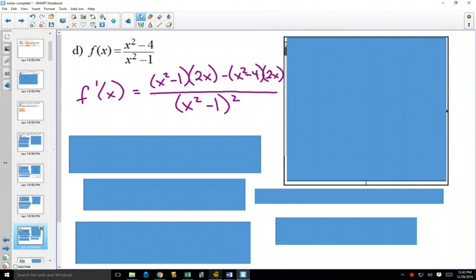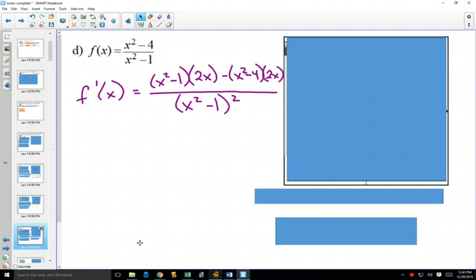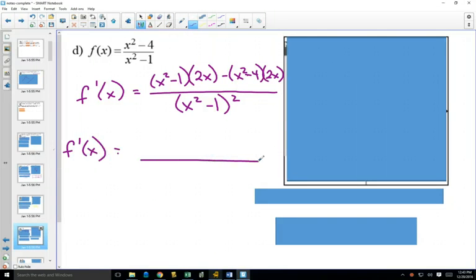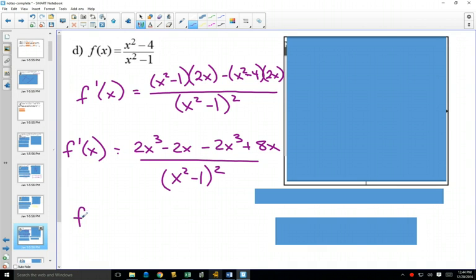Now, if we simplify this, well, the bottom is going to stay x squared minus 1 all squared, but on the top, can you see that you'll get 2x cubed minus 2x, and then minus 2x cubed plus 8x. And if we simplify that on the top all the way, our x cubes cancel out, and we're just left with 6x over x squared minus 1 all squared.